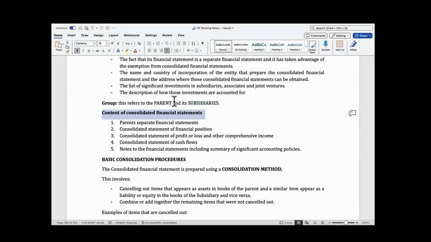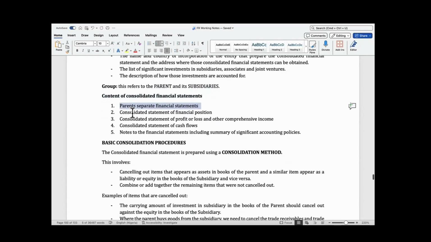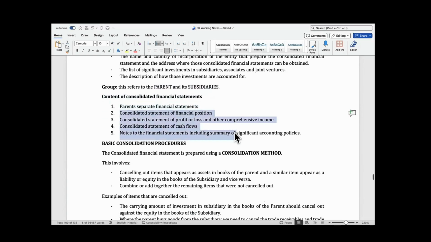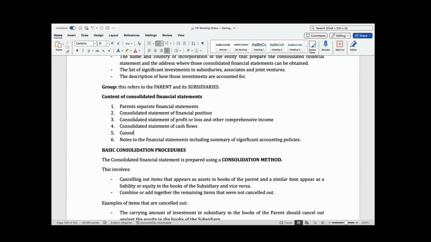Here's what you find in a consolidated financial statement. Number one is the parent separate financial statements. Then all the other statements consolidated: consolidated statement of financial position, consolidated statement of profit or loss, consolidated statement of cash flows and notes to the accounts. And also, there will be consolidated statements of changes in equity as well. So this is what you find in a consolidated financial statement.